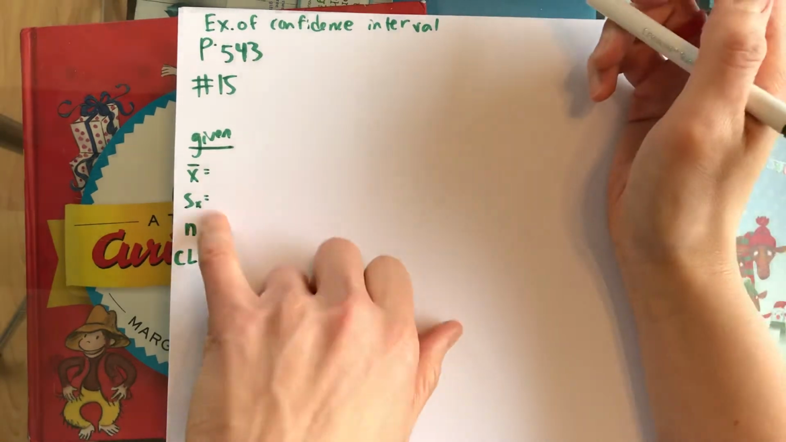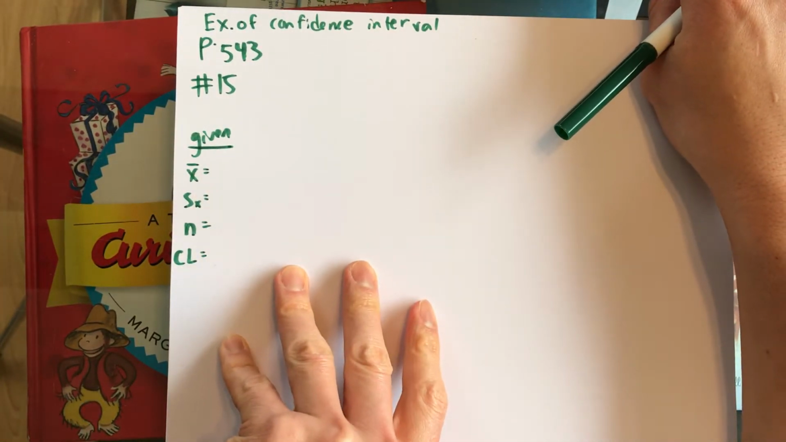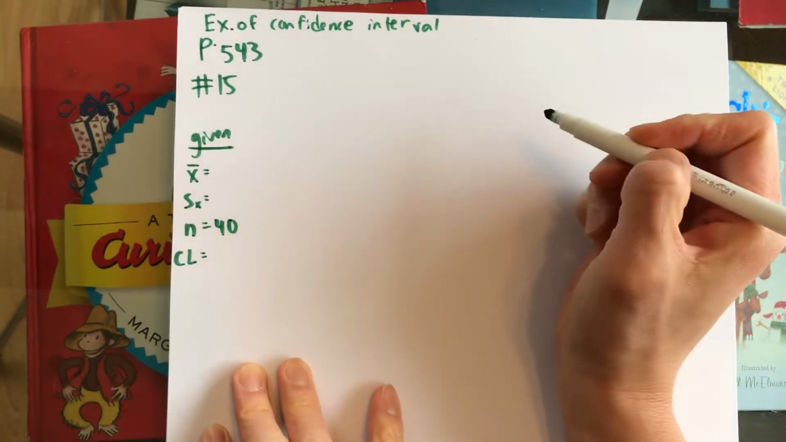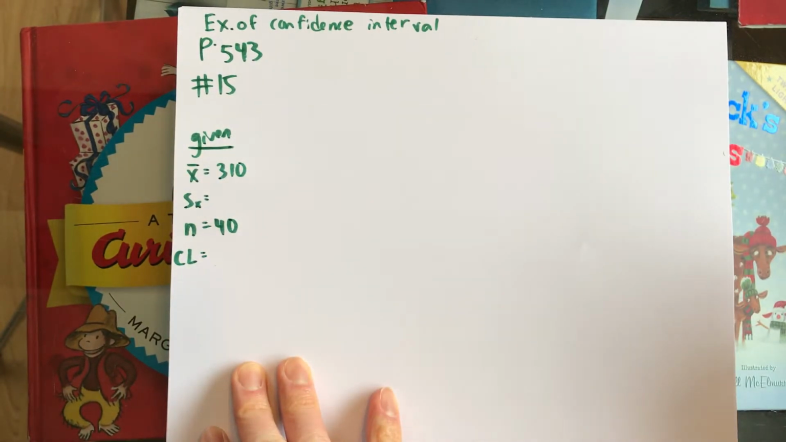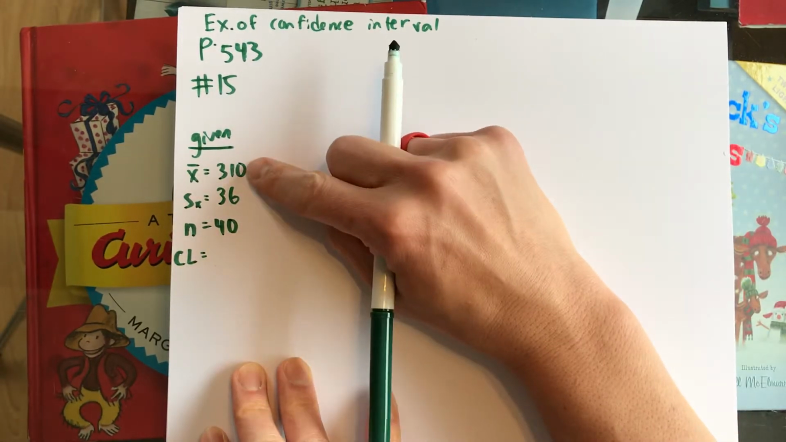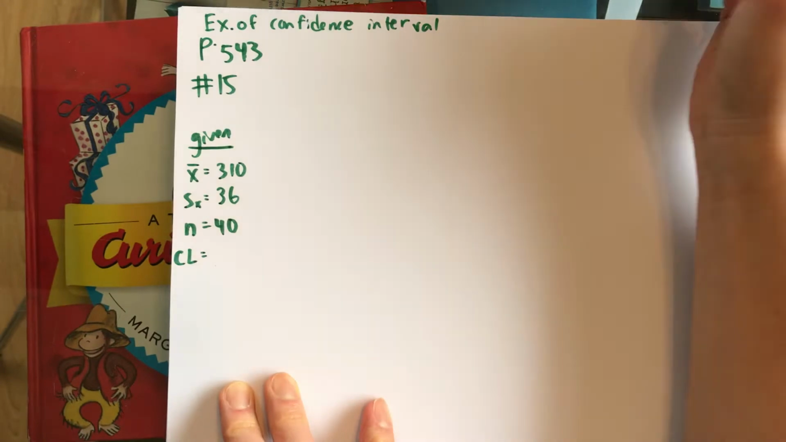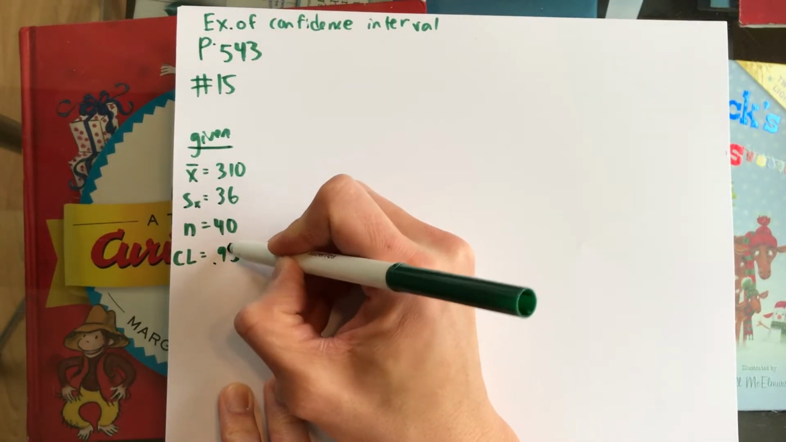Life is good. Okay, so we have the mean sodium content. We have a sample of 40 hot dogs, and the mean sodium content is 310 milligrams with a standard deviation of 36. Wow, that's a lot of sodium in a hot dog. Okay, and the confidence level when we look at part A is 95%.